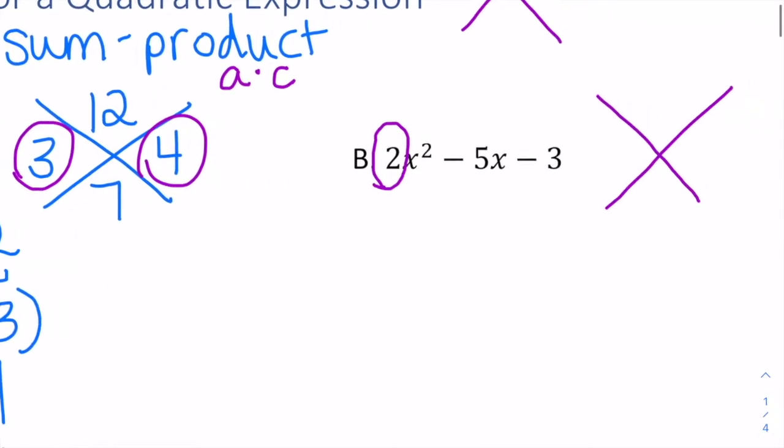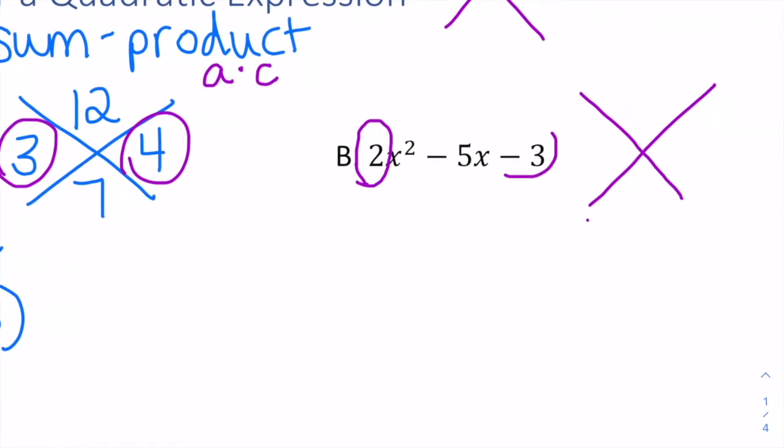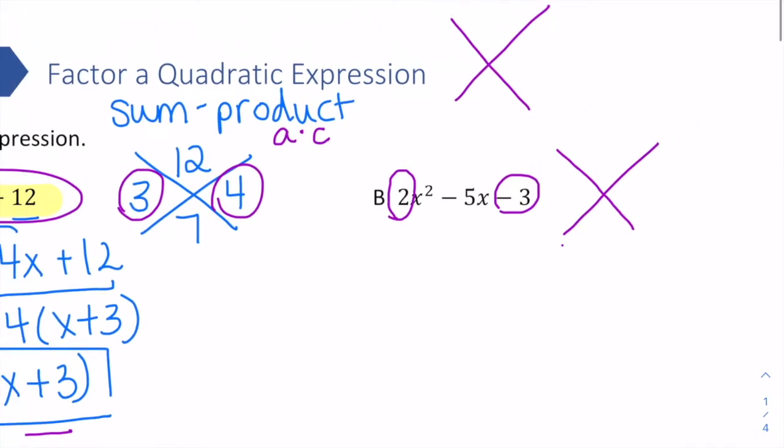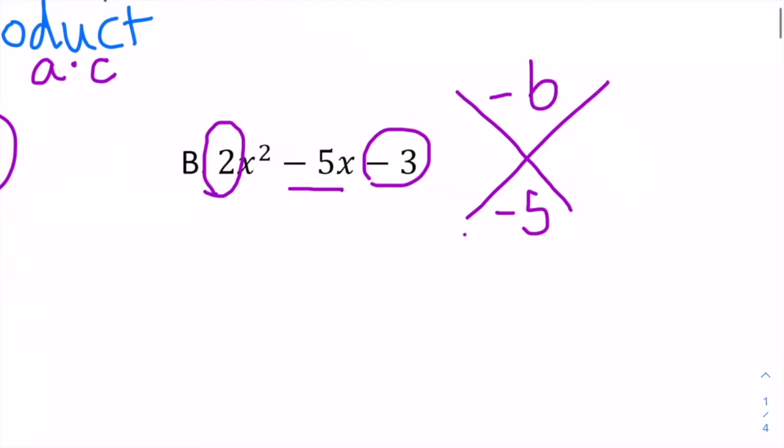So when I look at A, we have 2. And our C is -3. So A times C, or 2 times -3, is -6. So we're going to look at -6, and we want factors of -6 that add to make -5. So factors of -6 that add to make a -5, well, if we tried -2 and 3, that wouldn't work. But if you tried -6 and +1, that would work.